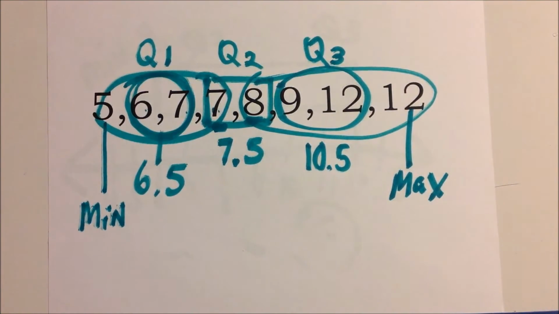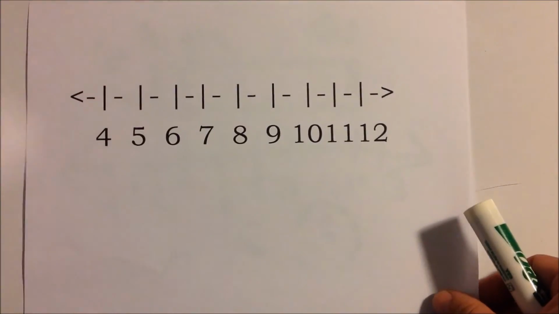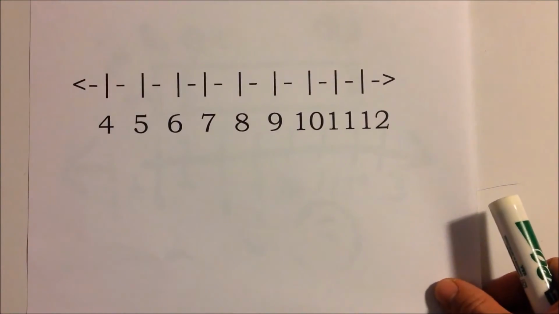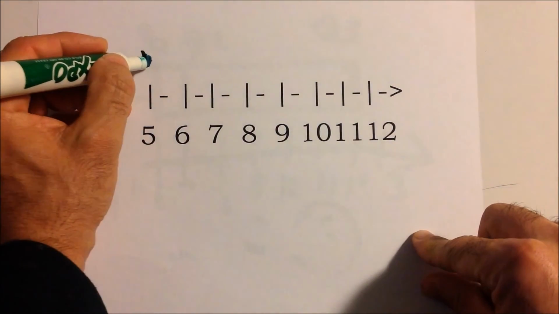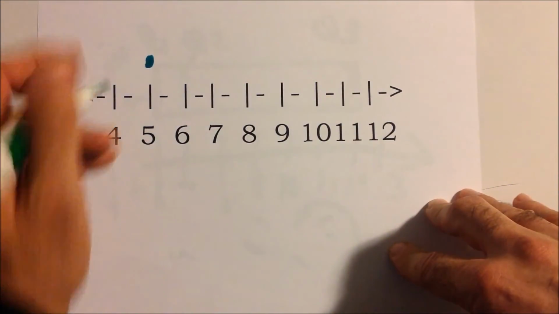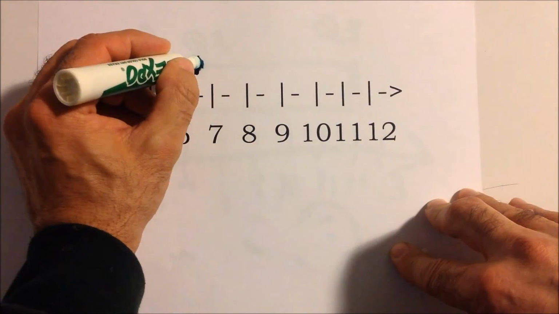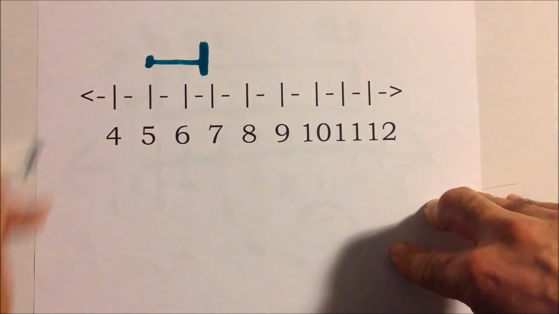Now we have everything to make our box and whisker plot. So here's our box and whisker plot. We know that the minimum was 5, so I can put a dot by 5 to start the whisker. And Q1 is 6.5, so I'm going to make the line all the way to the middle of 6 and 7. That'll be where the first box begins.